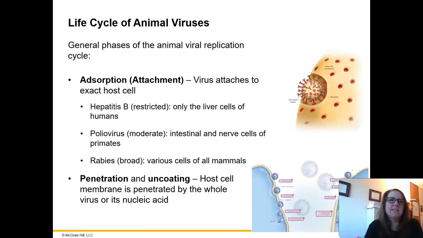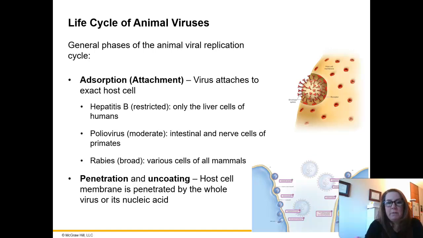Top right-hand side. This is the life cycle of animal viruses. When we think about that virus, essentially what's going to happen is it is going to attach to a host cell. Remember, that's highly specific. I have 3 examples here. Hepatitis B is very restricted in the cell that it attaches to, and that's the liver cells of humans. Poliovirus has some flexibility, if you will. It prefers intestinal cells, but also nerve cells of primates.